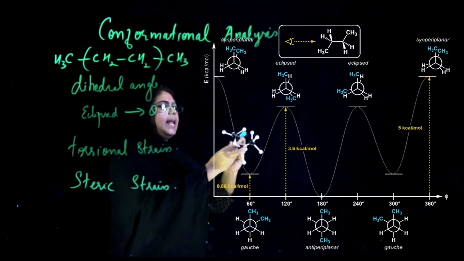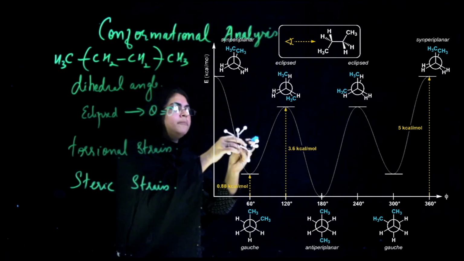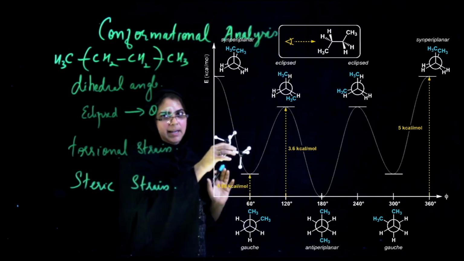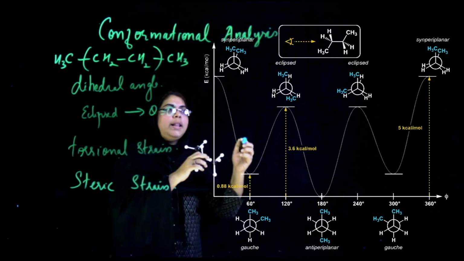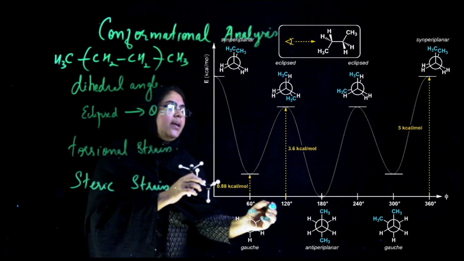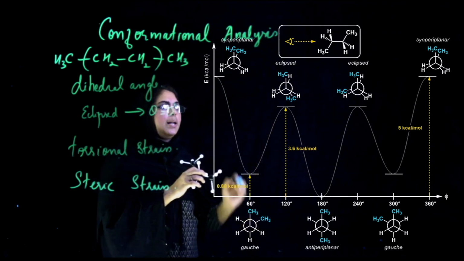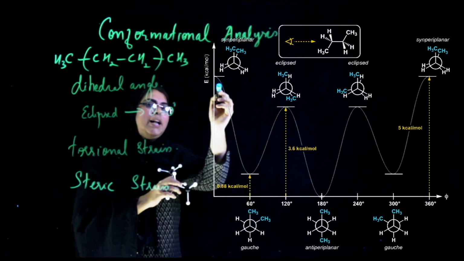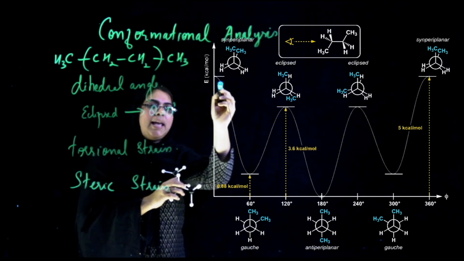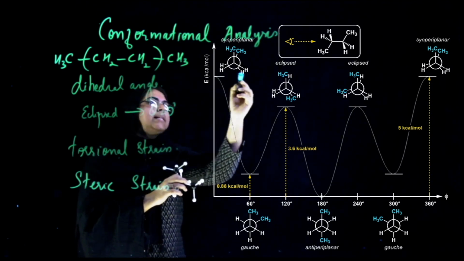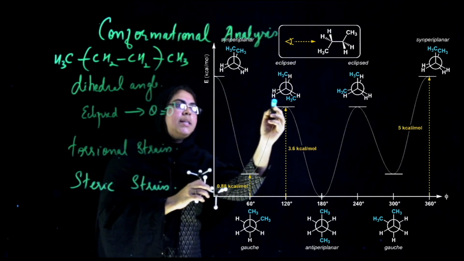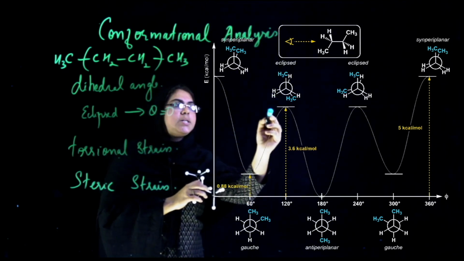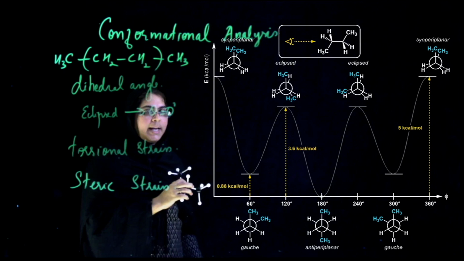In the next rotation, it will again get an eclipsed conformation, but it is not fully eclipsed. When the dihedral angle is 120 degrees, it is partially eclipsed. This 0 degree is the fully eclipsed conformation, whereas this conformation is an eclipsed conformation that we call partially eclipsed. Then theta is equal to 180 degrees dihedral angle.